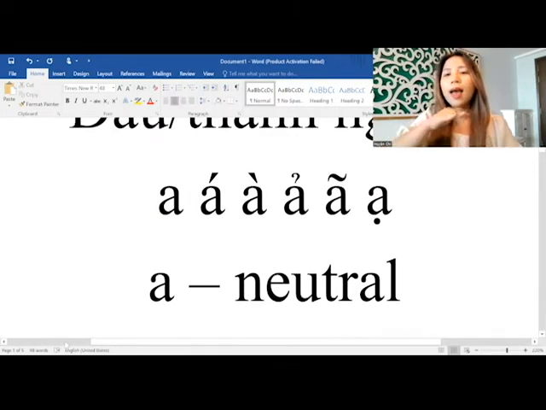No tone. Up tone. Very up and very short. Down tone. Question tone. The wave also the same. And the last one.